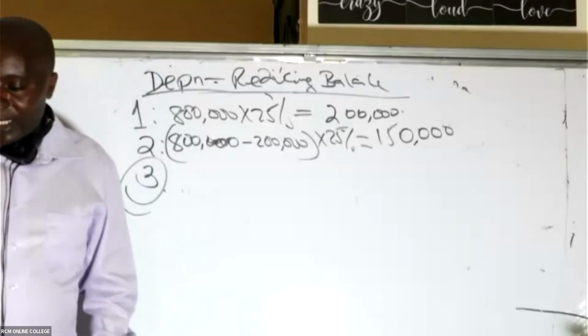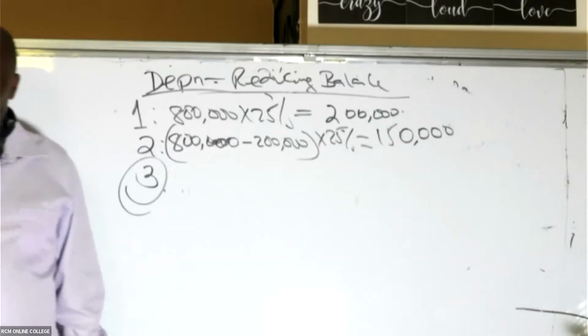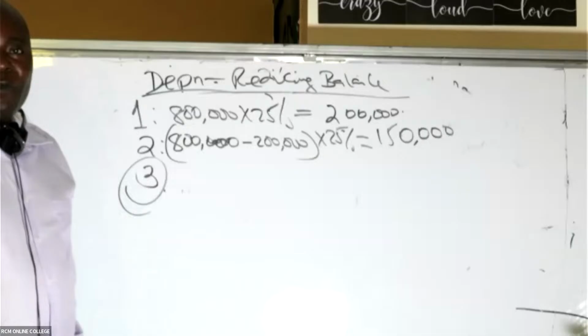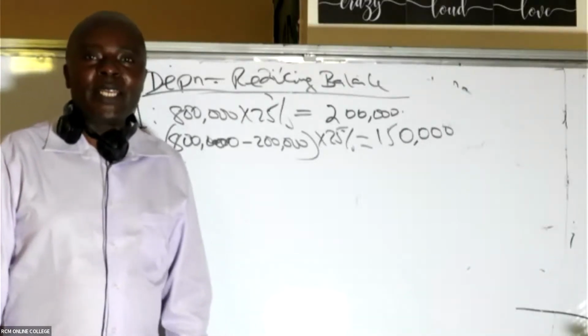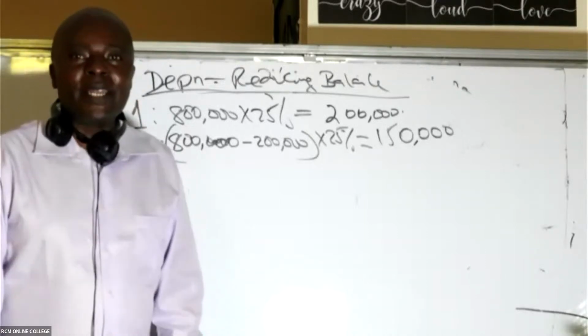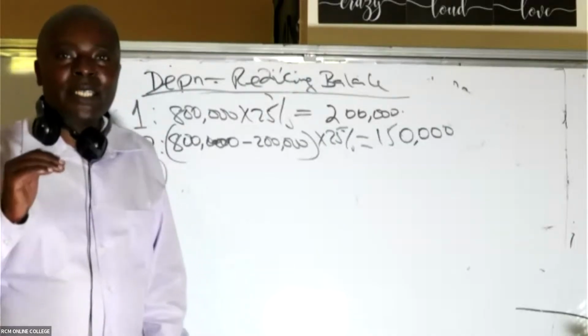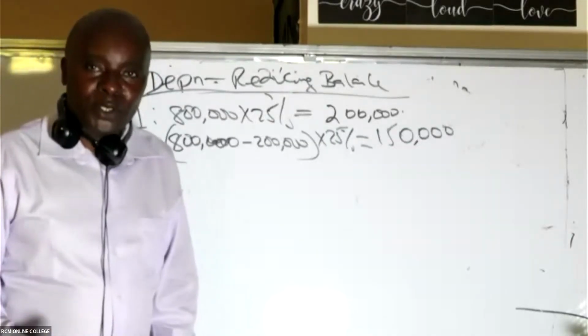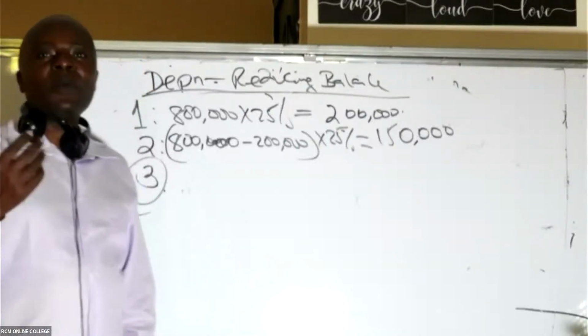These guys are very bright. They're telling me that the final answer should be 112.5. Because this project has got 3 years, and if the 3rd year is the last year, we don't apply the percentage. We're going to use the balancing allowance method. The last year, we don't apply the percentage.